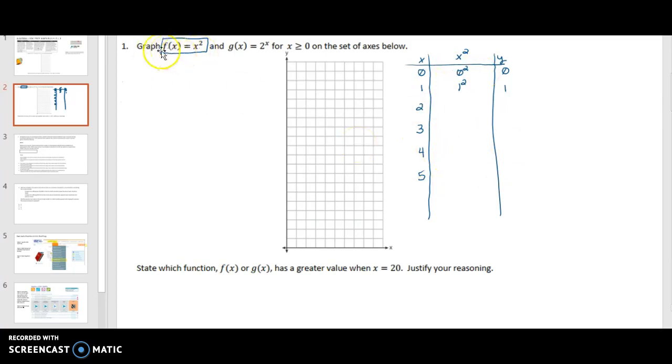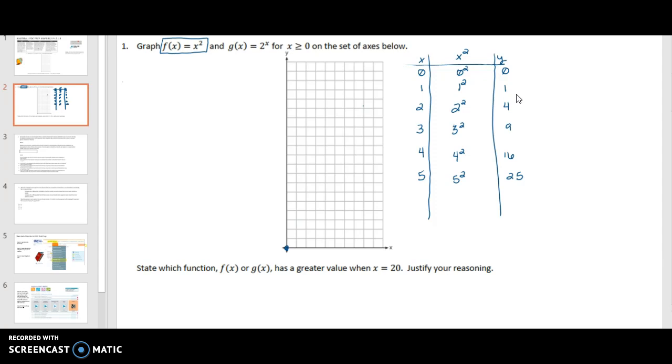So I was just working with f of x equals x squared. All you do is pick x values. I picked some small ones, x squared, and our y values. So when I plugged 0 in for x, 0 squared is 0, 1 squared is 1, and I'm just going to continue the pattern. 2 squared is 4, 3 squared is 9, 4 squared is 16, and 5 squared is 25. So we can go ahead and graph these.